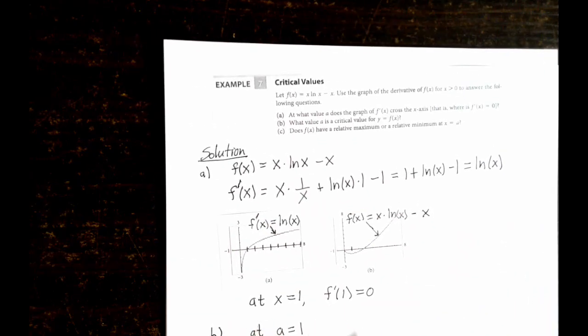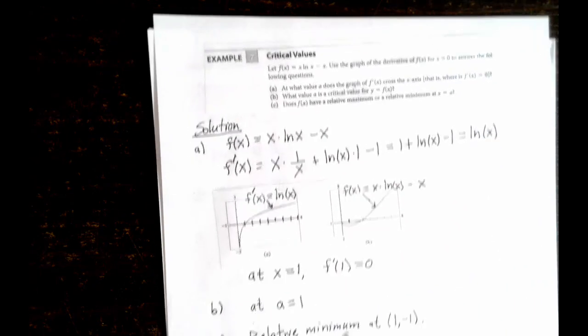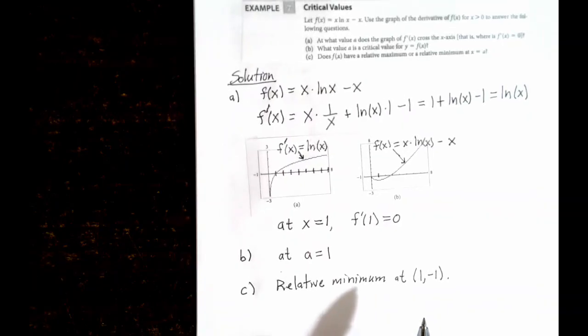And b says, what are the critical values for this guy? Well, it's at x equals 1. And c says, does it have a relative max or min at x equals a? Yes, it does, at (1, -1).